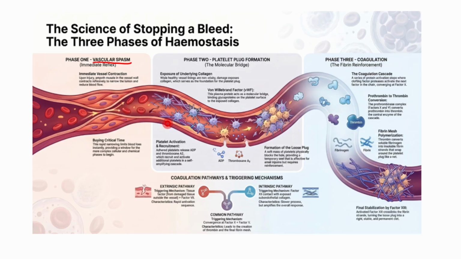This rapid reflex action acts to buy critical time, significantly limiting initial blood loss and providing a crucial physiological window for more complex cellular and chemical cascades to deploy. Now let us introduce our second phase, the platelet plug formation. In this phase, we construct a temporary cellular barrier, which is called the platelet plug.